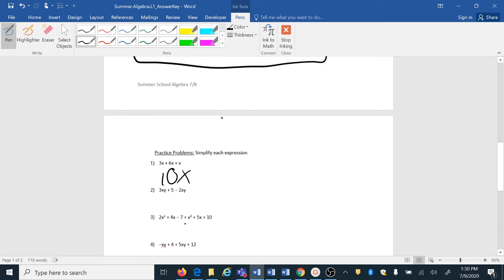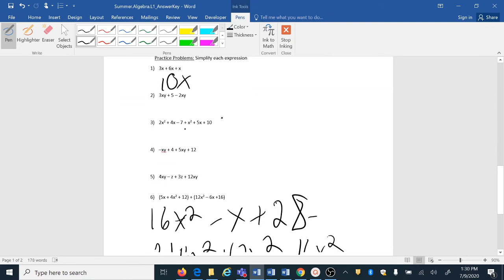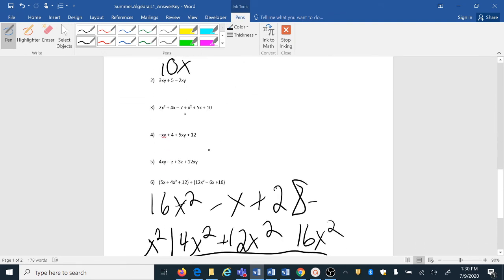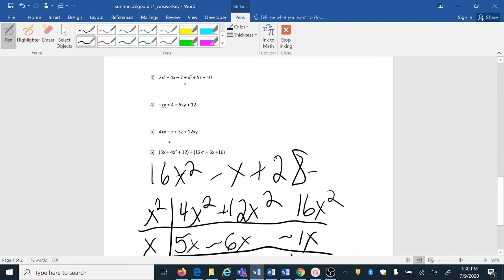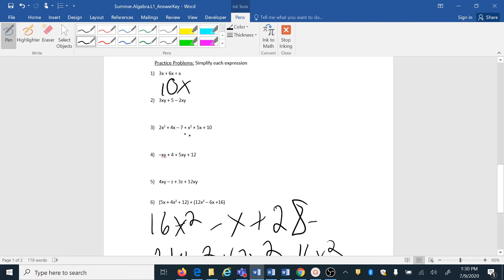So for your homework for today, this is due on Friday by midnight. What you're supposed to do is work on these 6 problems. I did 2 of them for you. All I ask is that you show your work. So this 10x by itself is not okay. You have to show that you did 3 plus 6 equals 9 plus 1 equals 10, and that you added this stuff together here. I want to see your thinking.